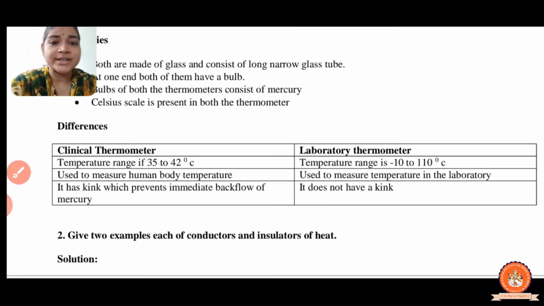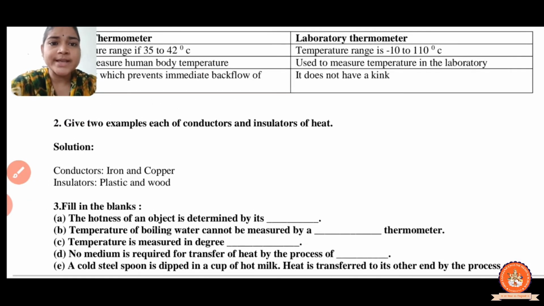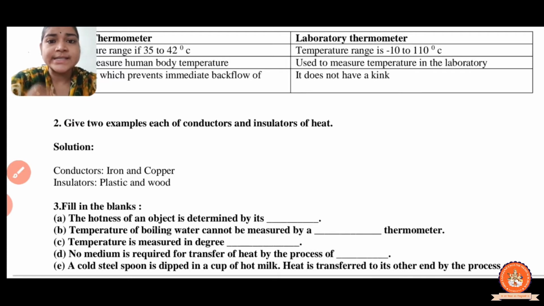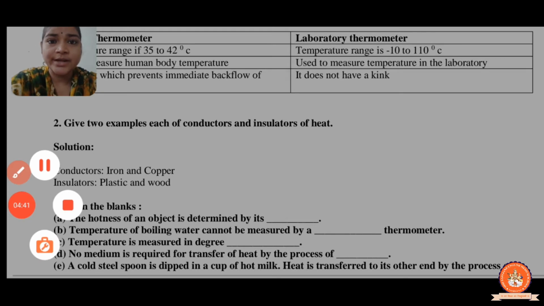Now the second question: give two examples each of conductors and insulators of heat. The examples of conductors are iron, copper, aluminum. So these are the conductors, whereas insulators are plastic and wood. So these are the examples of conductors and insulators.